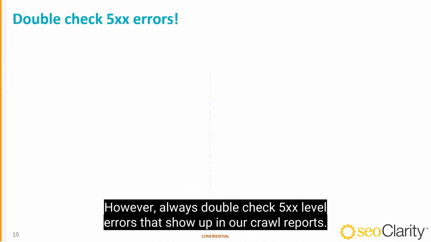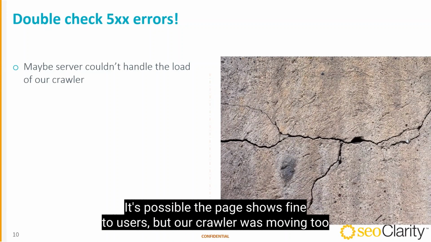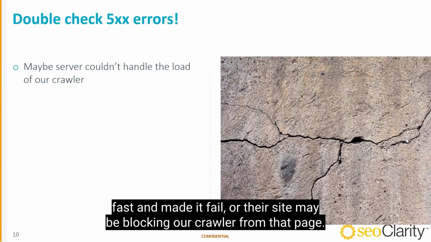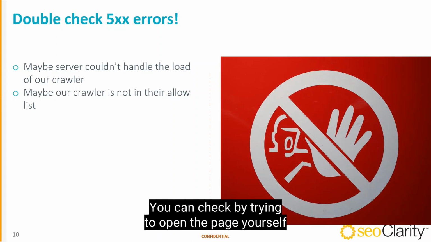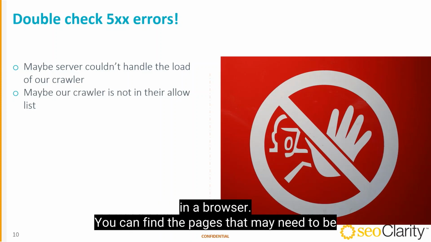However, always double-check 5xx level errors that show up in our crawl reports. It's possible the page shows fine to users, but our crawler was moving too fast and made it fail, or their site may be blocking our crawler from that page. You can check by trying to open the page yourself in a browser.